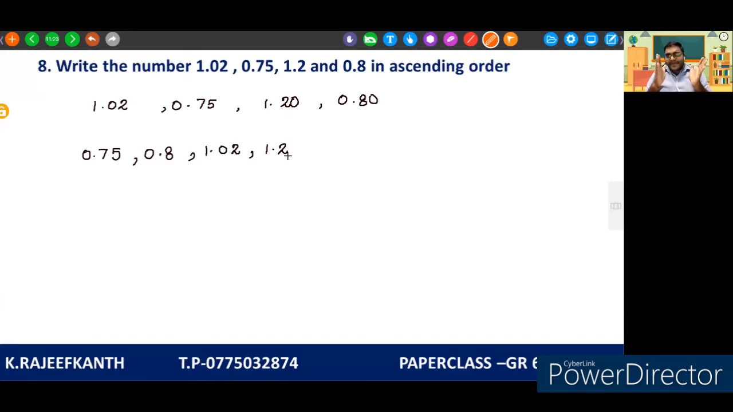So here we have arranged these numbers from small to big. That means in ascending order. So then the answer is 0.75, 0.8, then 1.02 and 1.2.